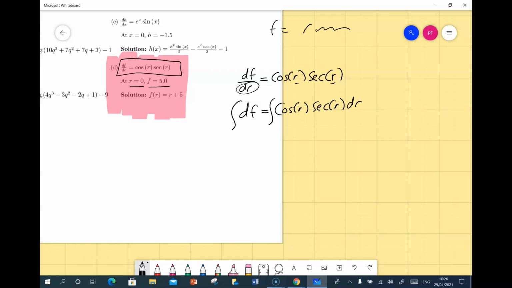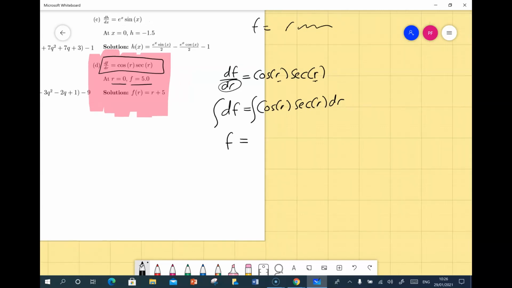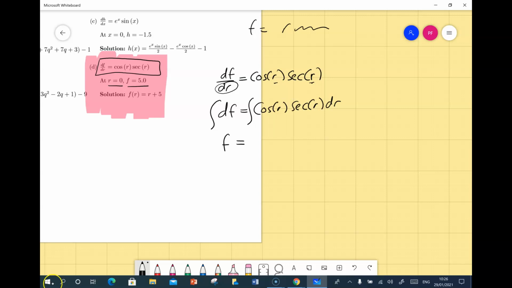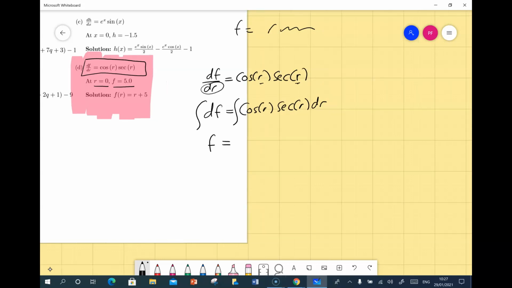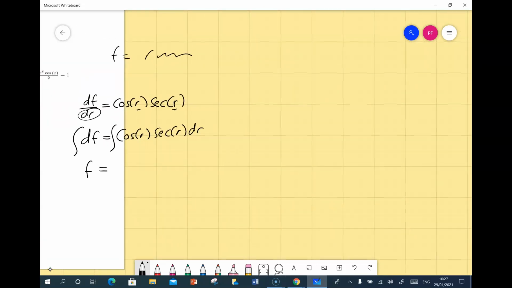So the integral of df is obviously just going to give me f. As you can see there now, I've got a complex little one there. So we could look at this as, are we going to do substitution or parts? So let's flip that over to the side here. So I've got cos of r times sec of r. Well, if I differentiate cos, I'm going to get sine, so I'm not going to end up with sec. And I differentiate sec, so let me look that up there now.